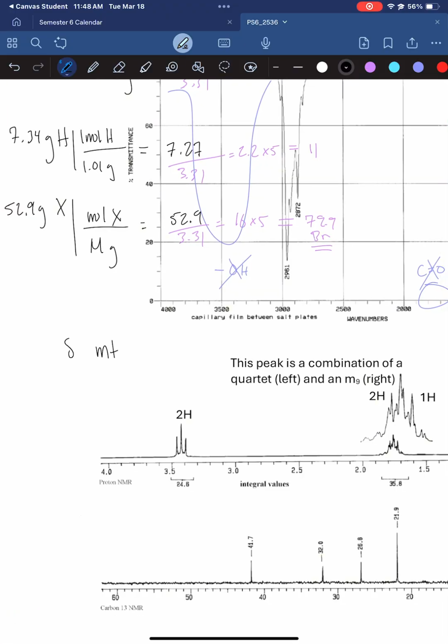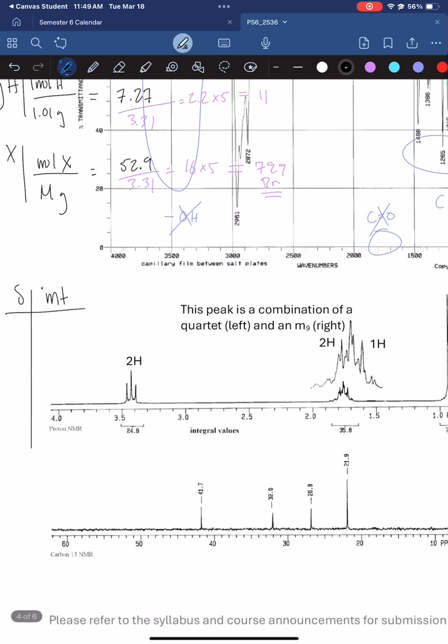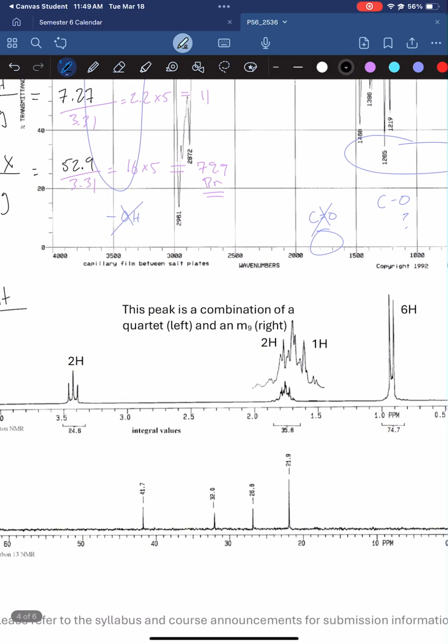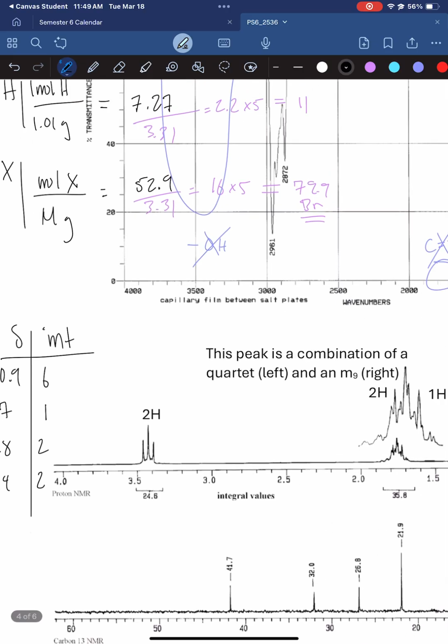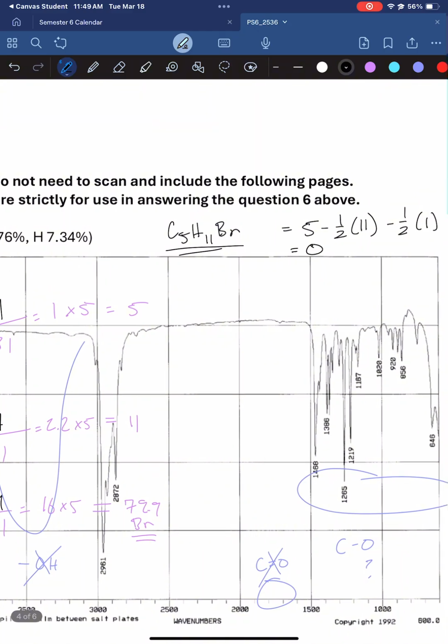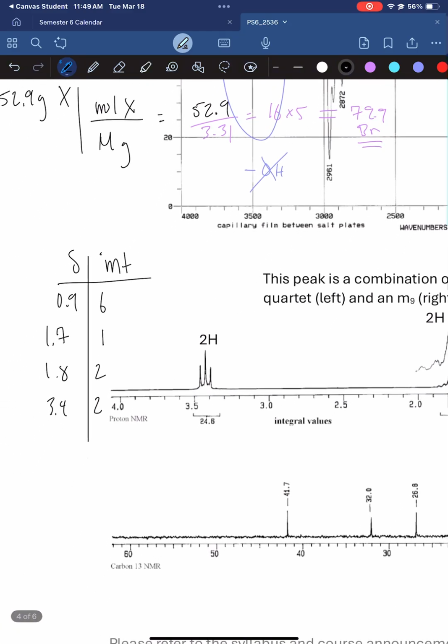And remember, I preach, make this chart. It's going to make your life a whole lot easier. So thankfully, we already have the integrations given out to us, but let's still make the chart anyway. So we have around 0.9 integration of 6, 1.7 integration of 1, 1.8 integration of 2, 3.4 integration of 2. Now let's pause. Does our number of integration hydrogens match up with the molecular formula? And if we add them all together, we get 11. And in our molecular formula, we have 11 hydrogens. So cool, that everything makes sense.